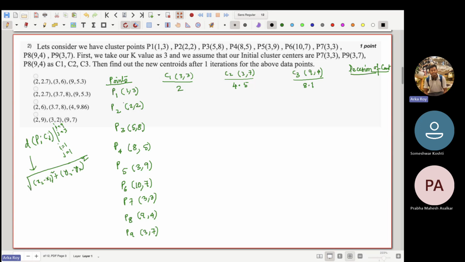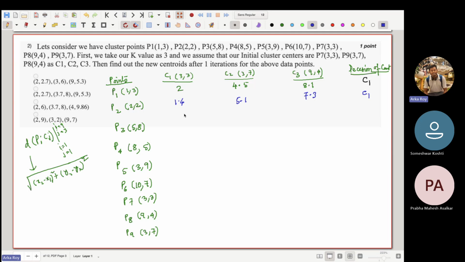In this particular case, the distance between P1 and C1 is 2, which is less than in any other case. Therefore, P1 can be considered in the group of C1. So the cluster is C1. Then in the next case, let us calculate for P2. If we take the distance again, it is 5.1, 7.3. And here as well, you can see that the P2 to C1 distance is lower than in any of the cases. Therefore, the decision should be in favor of cluster 1.